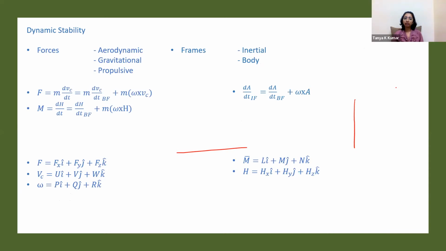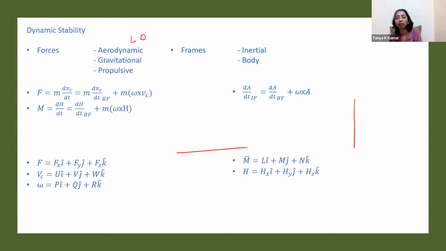Now we see the forces and the frames that are used for this analysis. The forces we've seen are the aerodynamic, gravitational, and propulsive. Aerodynamic forces are lift and drag. They are by virtue of the relative velocity seen by the aircraft. Relative velocity is the velocity with which the aircraft is flying in the air, or the velocity with which the air is hitting the aircraft. We call that the relative velocity v. So they come by virtue of relative velocity.